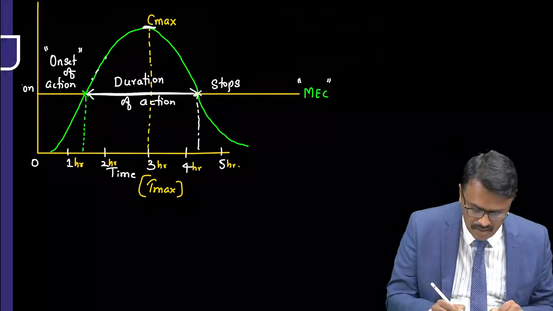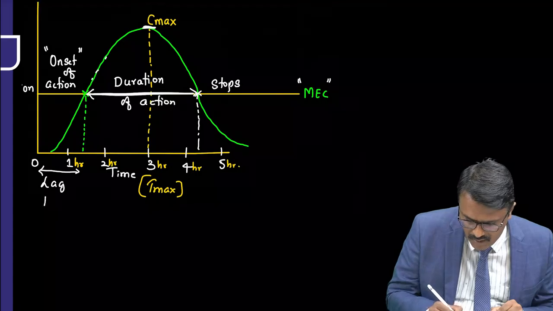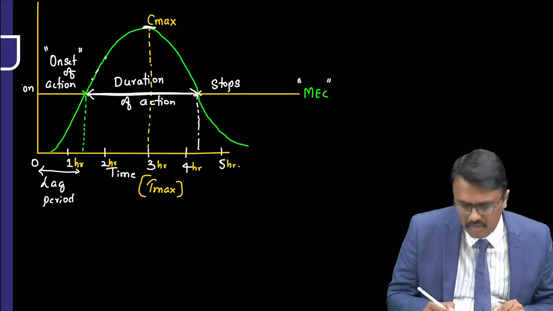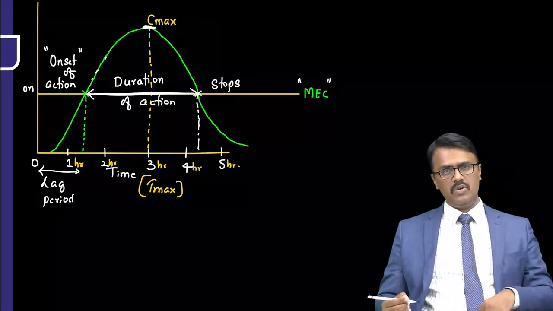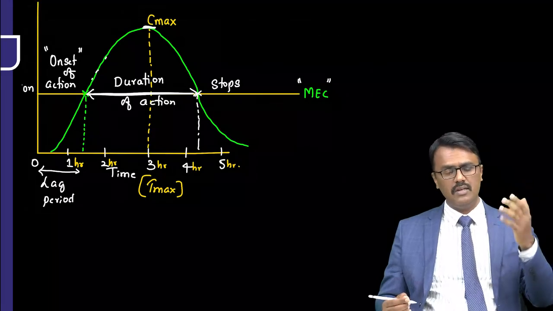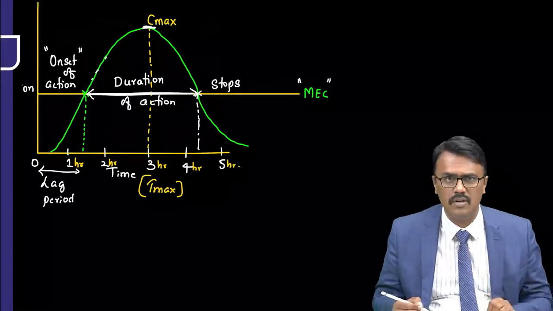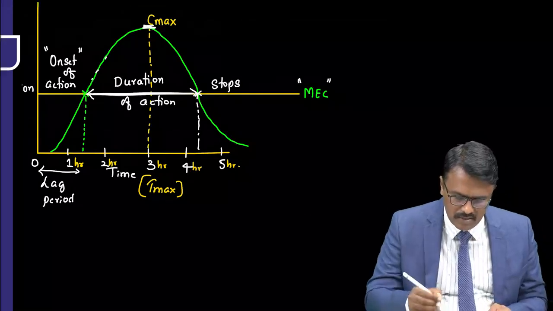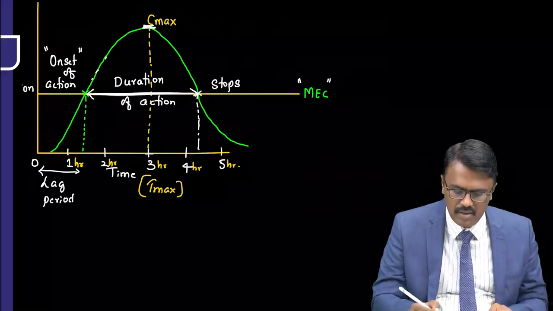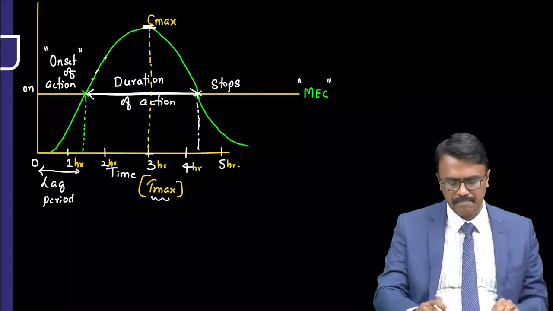But if I give it orally, why will the drug not work immediately? There is something called a lag period. Why is there a lag when we give orally? The reason is that when we give a drug orally, it has to pass through the GI tract, get absorbed, then come to the circulation and achieve MEC. That's why it takes time, and that's the reason oral is not the emergency route. The time where we see the maximum is Tmax and the concentration is Cmax. Fine, sir, we understood that.